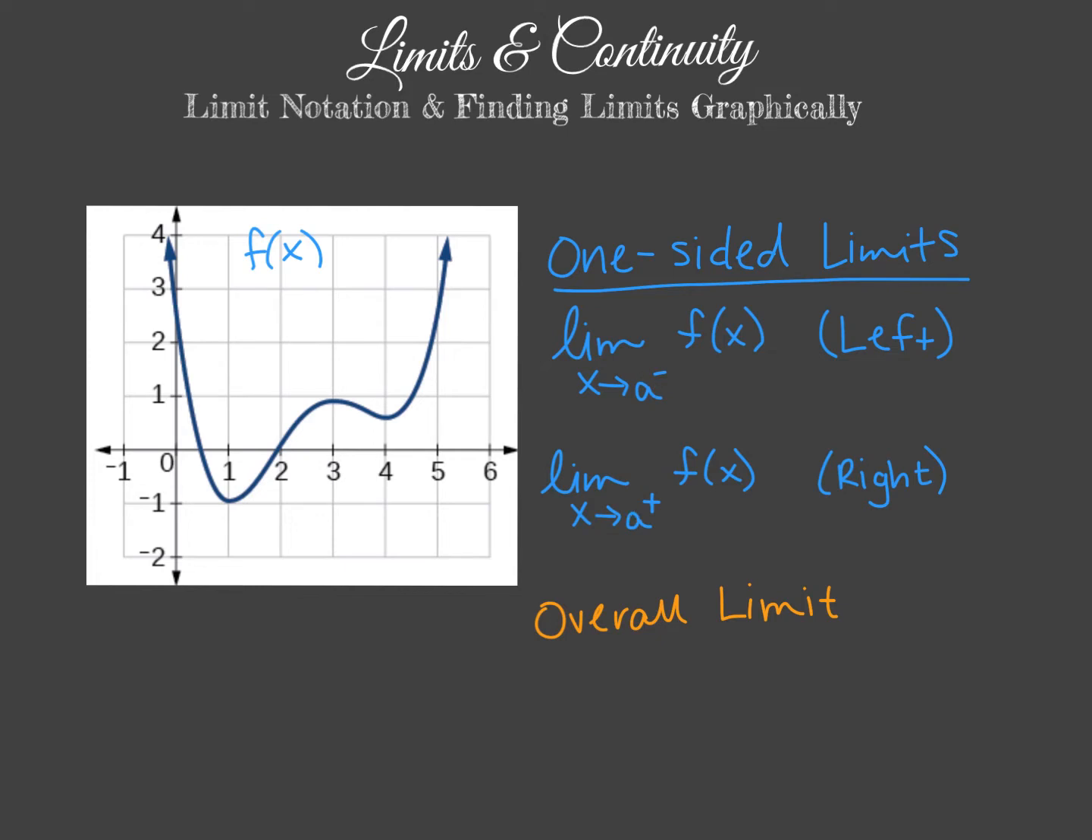Now the overall limit looks very similar, except it just doesn't have a little minus or plus. And we'll talk about how the left and right limits determine whether or not the overall limit exists or not. So the overall limit we simply say is the limit as x approaches a of f of x. Now I wrote f of x here because that's the particular function I have on this page. The function could be named something else, as we know, maybe g of x, or you might actually have the function written out here.